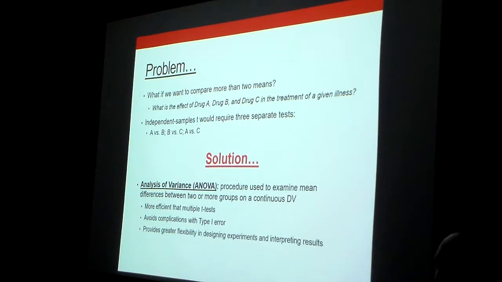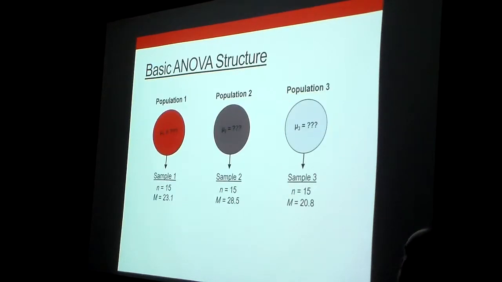And so our solution is our analysis of variance, okay? This is the procedure that we're going to be using to look at differences between 2 or more groups on a continuous outcome variable. What's nice about this is it's more efficient than multiple tests, it avoids complications with type 1 error, although there are some limitations to this that we'll talk about, and it gives greater flexibility in terms of designing our experiments and interpreting our results, right? We can just do an initial test to see if there's anything going on that we should be aware of, and then do some follow-up stuff.